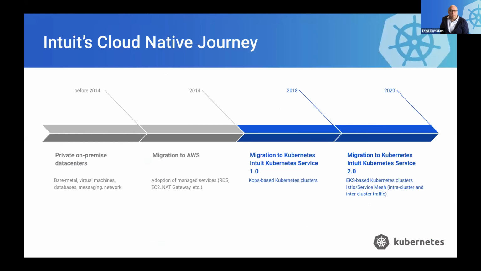We've been on a cloud native journey for a while. Intuit started out like most enterprises with a private on-premise data center. Then we migrated to AWS sometime between 2014 and 2017. And then in 2018, we migrated to Kubernetes, and we built a platform called the Intuit Kubernetes Service, shorthand IKS. The first iteration of that was a kops-based Kubernetes cluster running on AWS. And then in 2020, we migrated to IKS 2.0, which is an EKS-based cluster. IKS in itself is a whole other talk, but IKS really is our platform for building security and Intuit best practices into all the clusters that we manage and provision out for use.